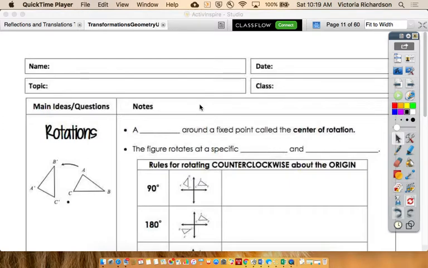We're going to start the week with rotations today, and then tomorrow we're going to talk about dilations. So look at your notes on rotations, and it says, first of all, a blank around a fixed point called the center of rotation. And so we're going to call this a turn. In the past, you have heard this called either a turn, maybe a teacher may have said flip, but flip is actually reflection. So turn is a better word.